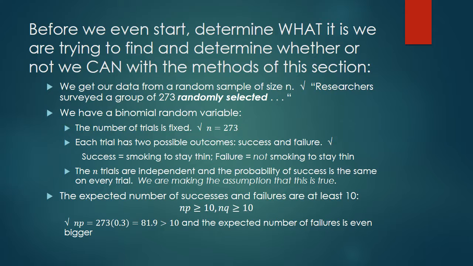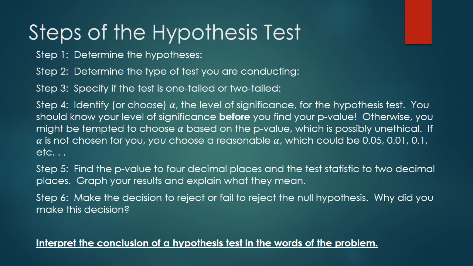We can check that the expected number of successes and failures are both at least 10. So we have 273 teenage girls in our sample, and we expect 30% of them to smoke to stay thin. So we take that 30%, 0.3, and multiply it by our sample size, and the number we get, 81.9, is definitely bigger than 10. And the expected number of failures is even bigger because the probability of failure, 70%, is even higher than the probability of success.